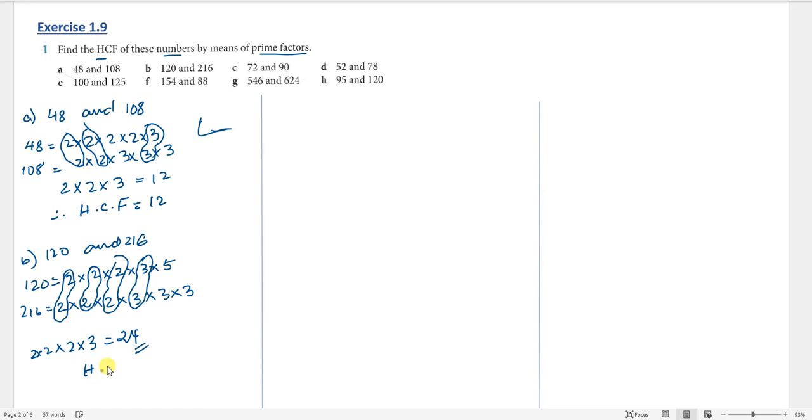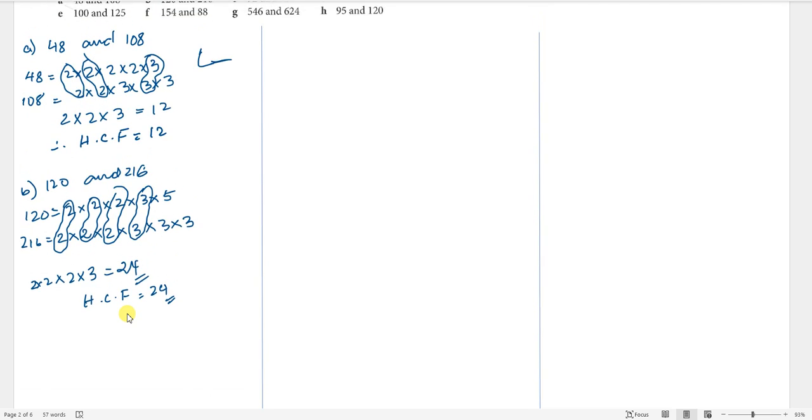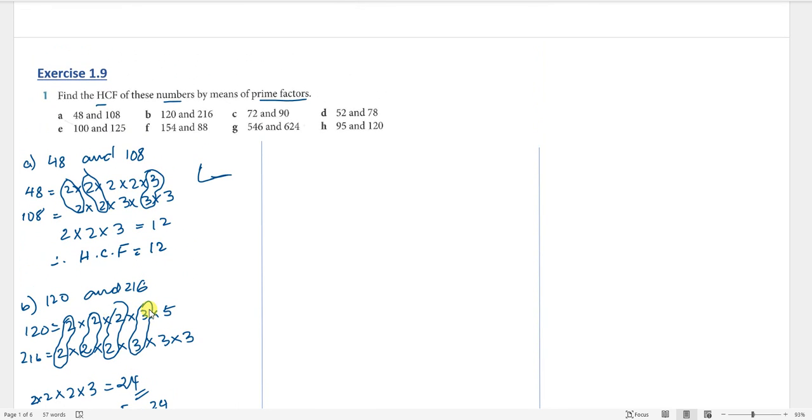So you can write HCF is equals to 24. Very easy. If you understand this method, it's gonna save you a lot of time. So, okay, let's continue. Question C.